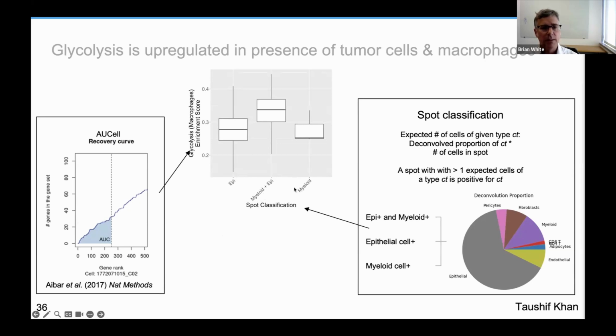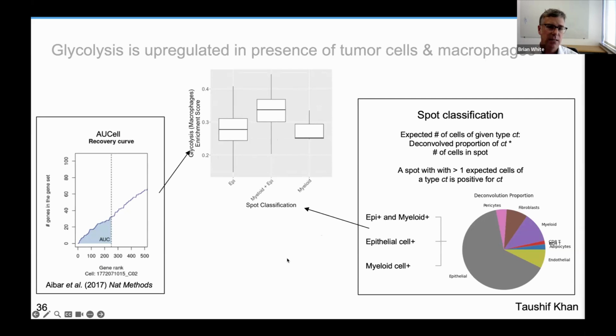And we found that a particular glycolysis gene set, which was defined from myeloid-specific cells, was enriched in these epithelial myeloid spots relative to either epithelial only or myeloid only. And we reasoned that pathways exhibiting this pattern reflect an interaction between the myeloid and epithelial cells, as opposed to a simple independent contribution from one cell type or the other.